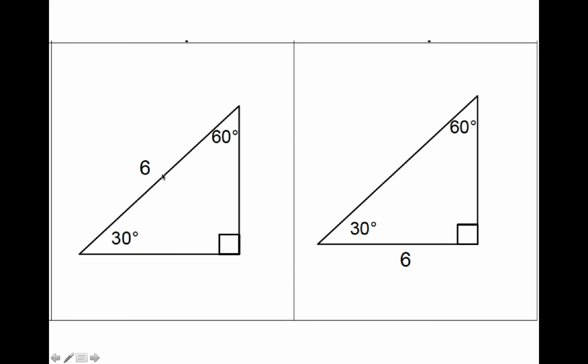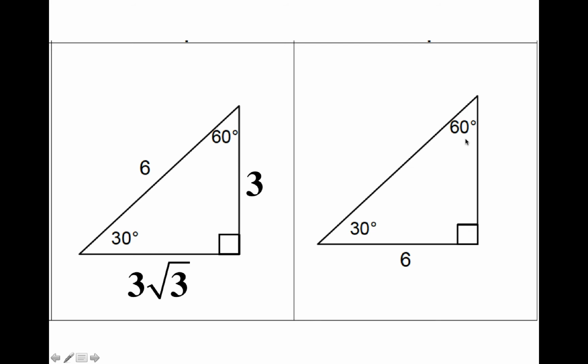In this example, you're given the hypotenuse is 6. So to find the small side, you have to take half that. So half of 6 is 3. So opposite the 30 is 3. Then to find opposite the 60, you take your small side and multiply by the square root of 3. So it's 3 square root 3.